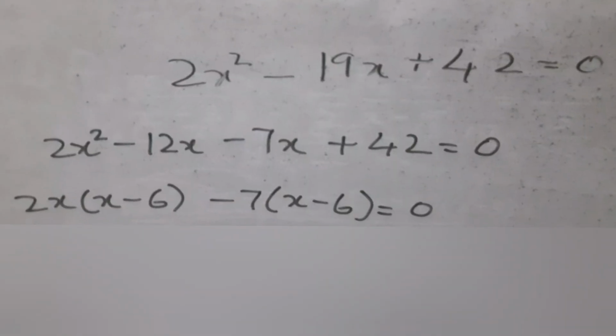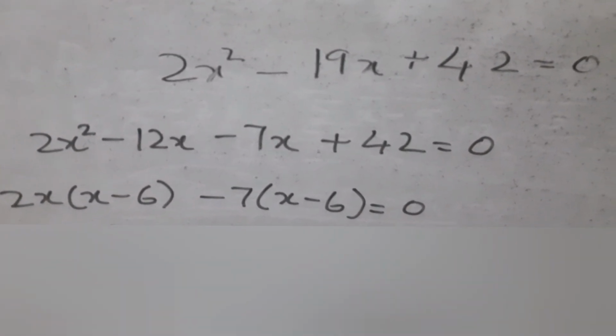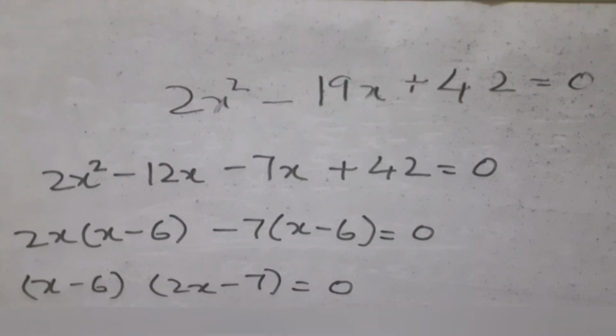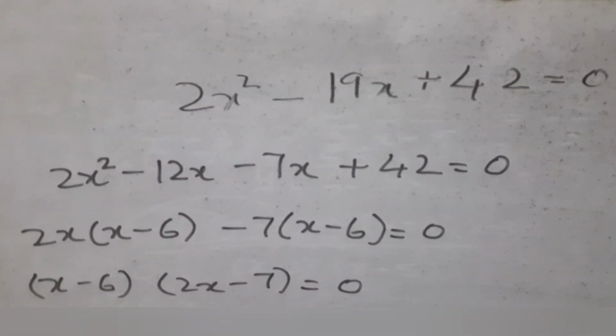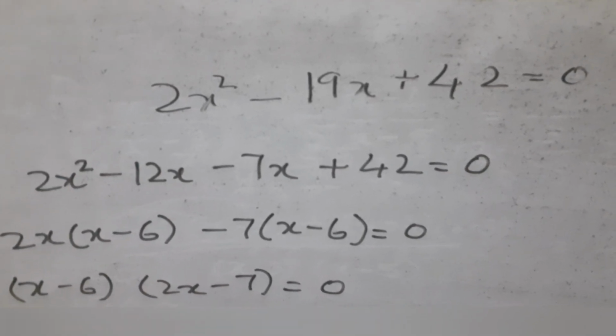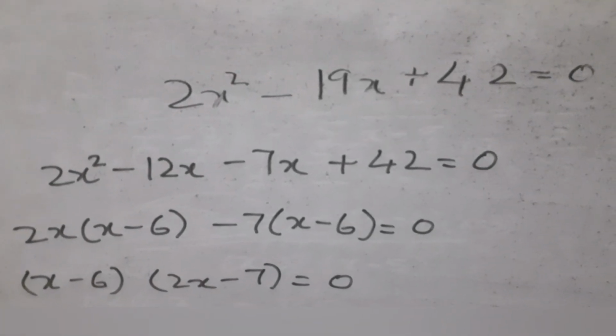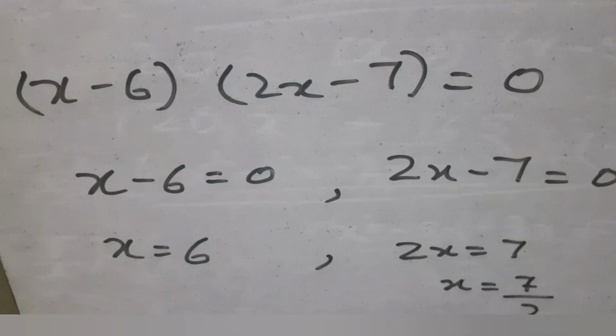Now we take 2x common from the first two terms and minus 7 common from the last two terms. So the factors are x minus 6 and 2x minus 7. Using the factors, we get the solution x equal to 6 or x equal to 7 by 2.